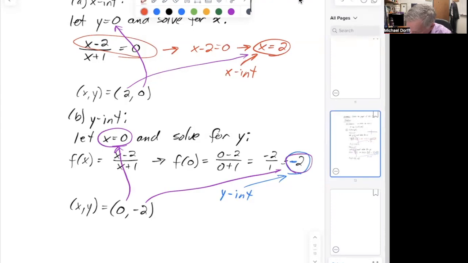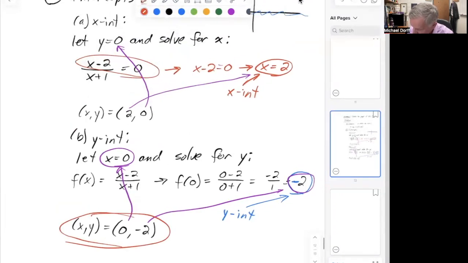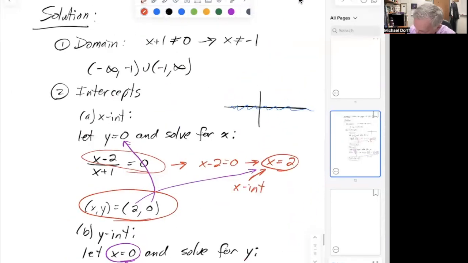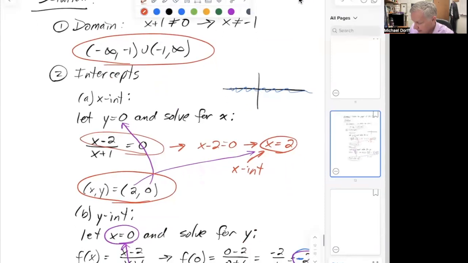Okay, and I'm going to circle these because we're going to come back to these later. So I've got the point 0, -2, and I have the point 2, 0. And we'll just go back and in the domain, we'll circle that because we have that back there.